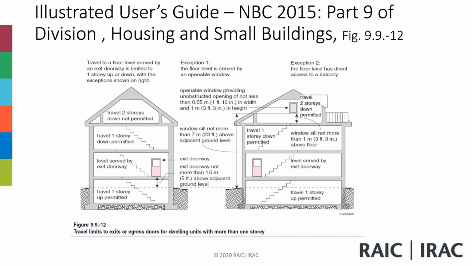So 9.9.9, egress from dwelling units and egress from bedrooms. If you look at 9.9.10.1, it's a separate provision than 9.9.9. Except where the suite is sprinklered, each bedroom or combination bedroom shall have at least one outside window or exterior door openable from outside. So there's the egress windows.